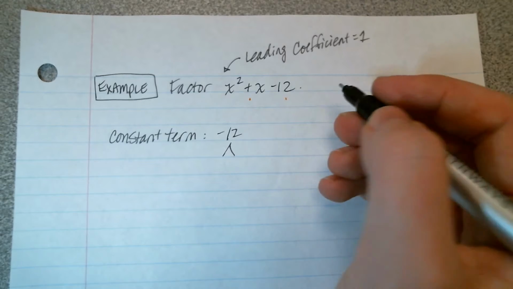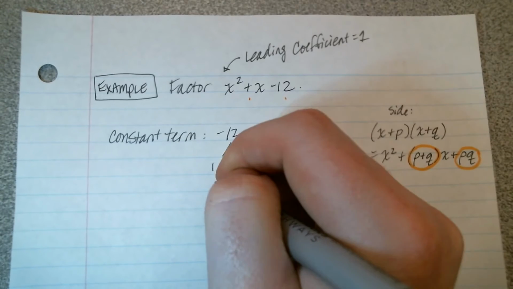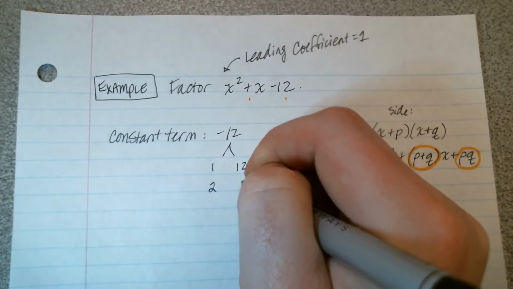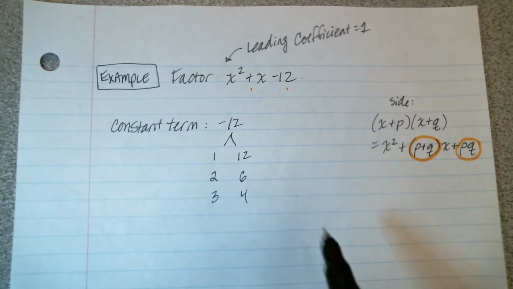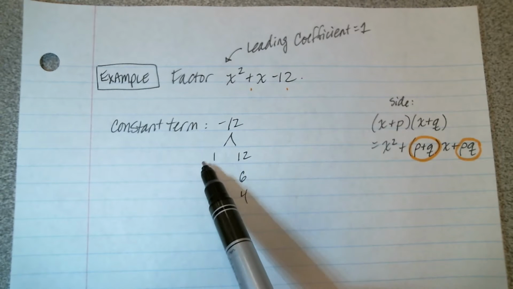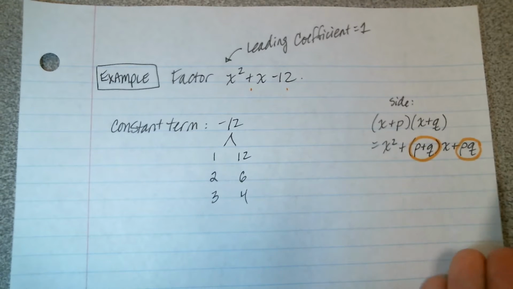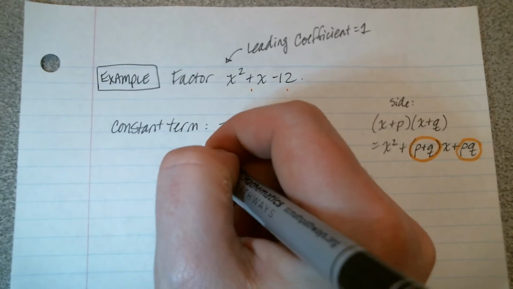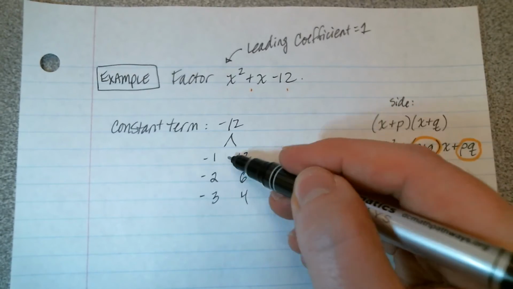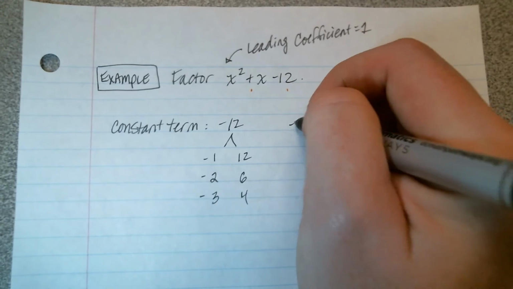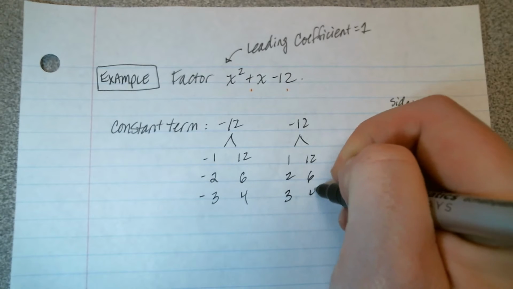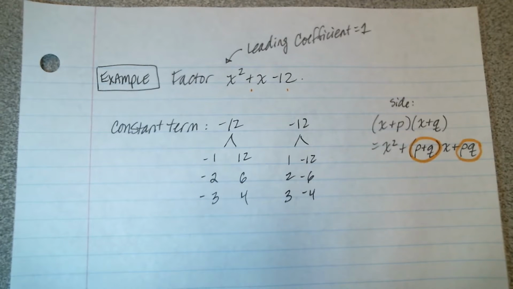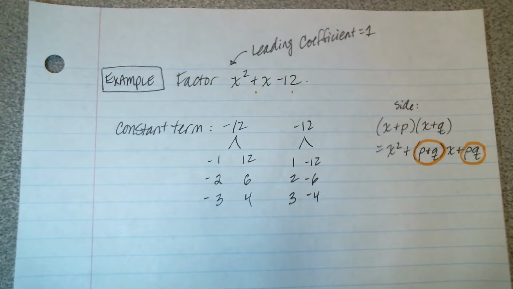I could have 1 and 12, 2 and 6, 3 and 4, and because this is negative, one of the numbers would have to be negative, right? So I've really got this group where these are negative and these are positive, or I could have this group over here, right? So there are 6 different ways to factor -12.